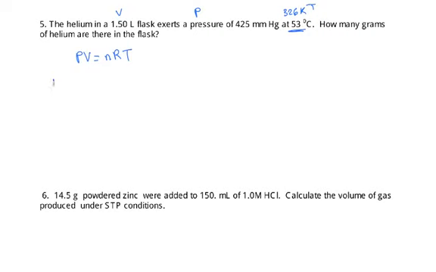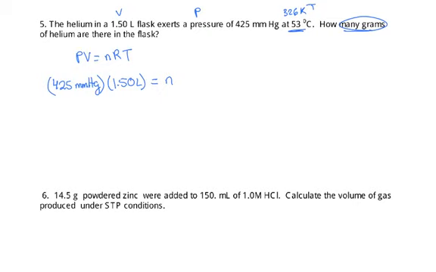Pressure is 425 millimeters of mercury. Volume is 1.50 liters. And they don't give us amount. They're asking for grams, so basically they're asking for amount. They want you to find the moles, which is N. That's what we're solving for, and then we're going to change that to grams to solve the question. So N is our variable that we're solving for.